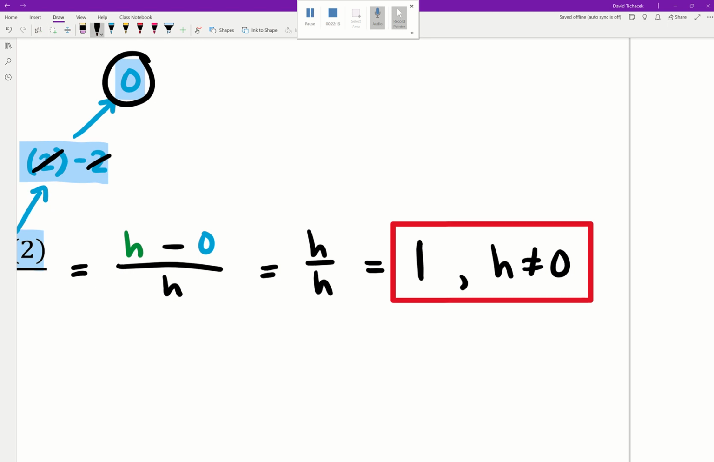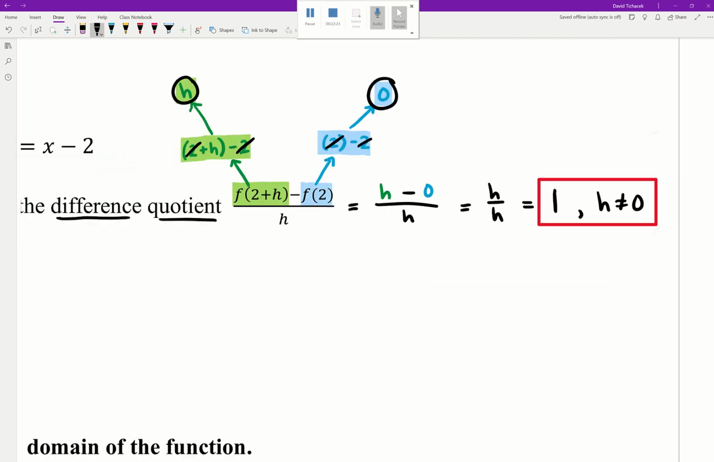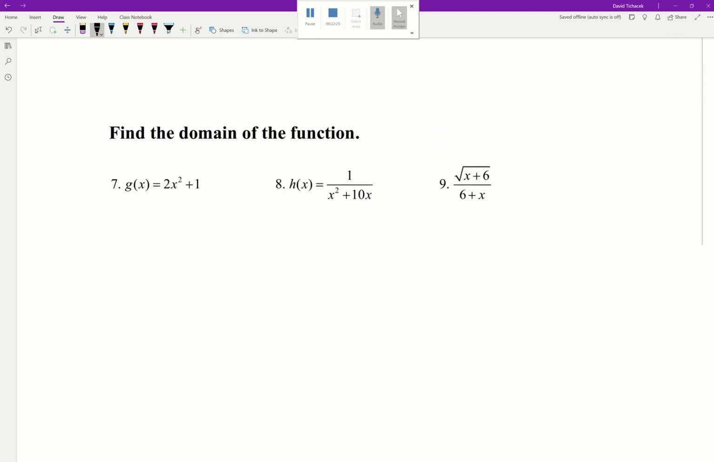If you do h over h, then that is going to give you a simple result of 1. And you notice that I just tacked on a simple note there that says all this stuff that I just did is something that is perfectly allowed as long as h is not allowed to be equal to 0 because I'm dividing by it, okay?